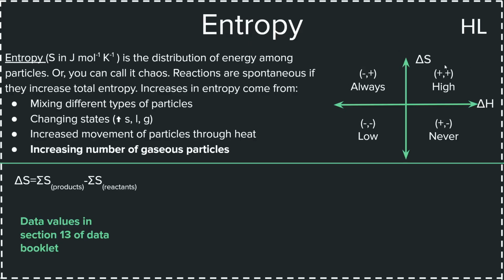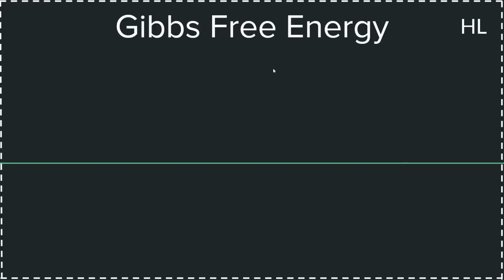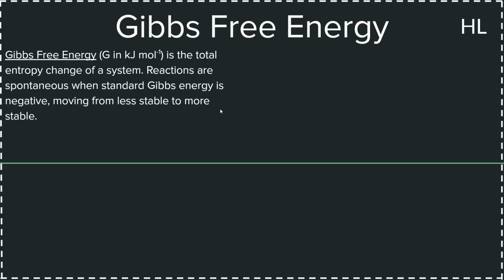So, the universe wants entropy to occur. It leans towards chaos. So Gibbs free energy, or G in kilojoules per mole, is the total entropy change of a system. Reactions are spontaneous when standard Gibbs energy is negative, moving from less stable to more stable. So it's just Gibbs free energy. Think of it basically as, can a reaction be spontaneous?